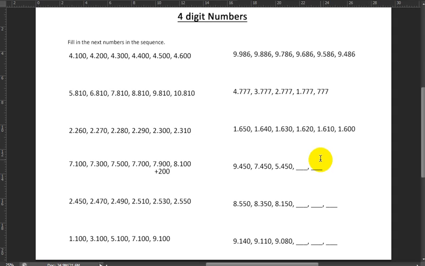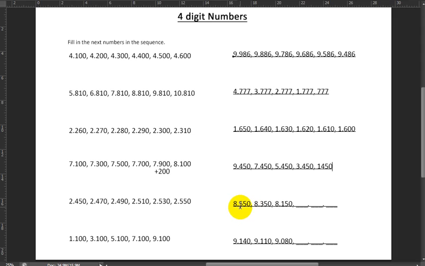Let's move on to the next one. 9,450, 7,450, 5,450. Now here the thousands are going down by 2. So if the thousands go 2 more down, it's going to become 3. So 3,450. 2 more down, it becomes a 1. 1,450.